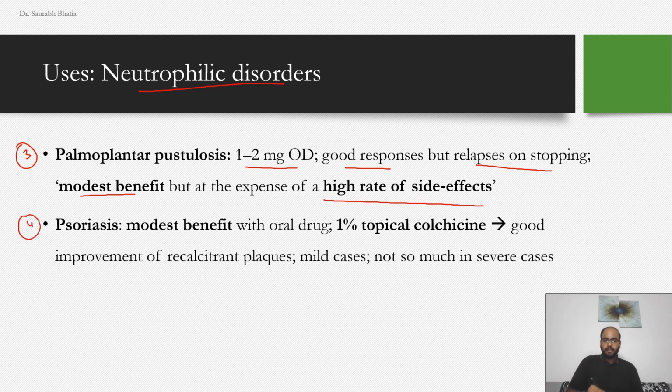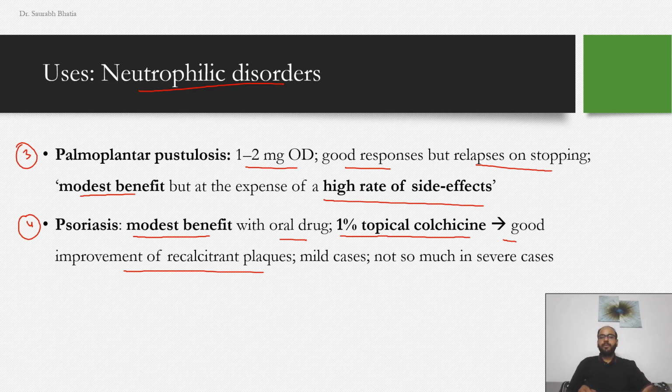Fourth is psoriasis. Psoriasis again shows modest benefit with the oral drug, but there are studies which have used 1% topical colchicine with good improvement of recalcitrant plaques. So if there are plaques which are not responding to, let's say, topical corticosteroids, topical coal tar application, or any other topical agent, and you have few areas of involvement, let's say body surface area 1%, 1.5%, 2%, you may consider using 1% topical colchicine provided you have access to topical colchicine.